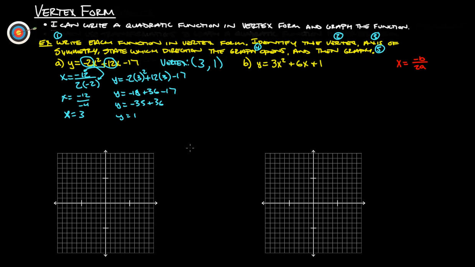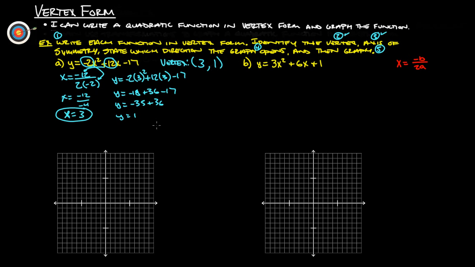Okay? So now that we have the vertex, which is this one right here, part 2, we also have the axis of symmetry, x equals 3. There's our axis of symmetry. So we've already done a couple of these. Now what we want to do is write this function in vertex form. So there's our vertex.